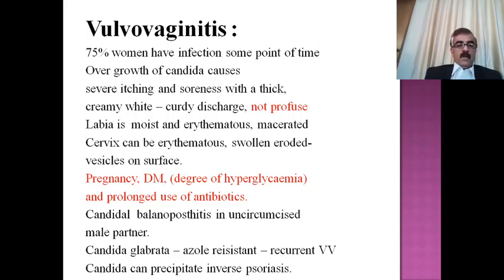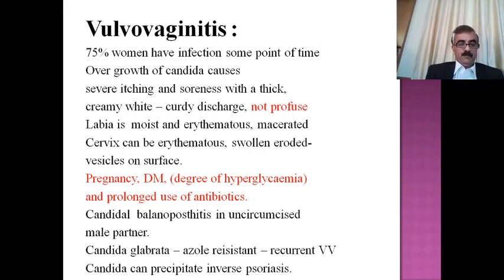So any female, the partner of these females, if they have a male partner, can have candidal balanoposthitis, right? If a female presents with recurrent or resistant vulvovaginitis, we should think of Candida glabrata. As we have already discussed, it is azole resistant, so we have to give topical amphotericin B for these individuals, so that they are relieved of their problem.